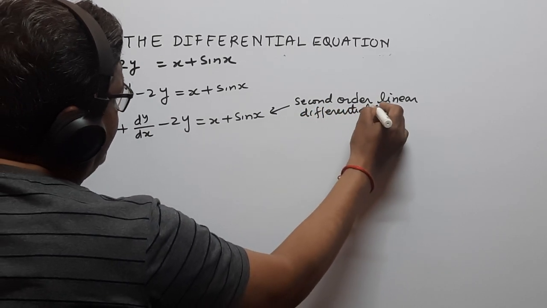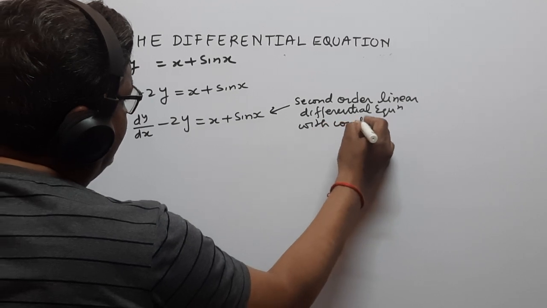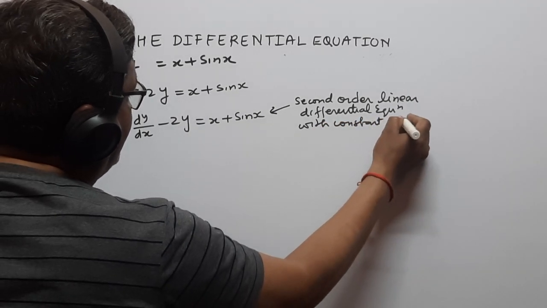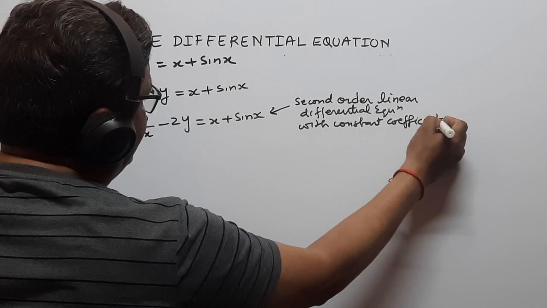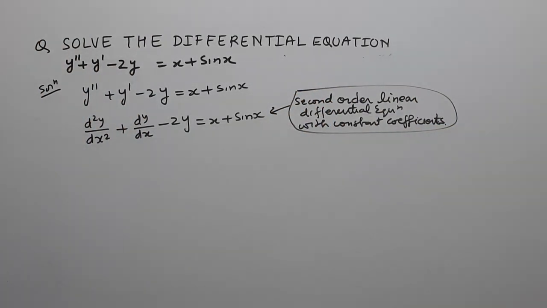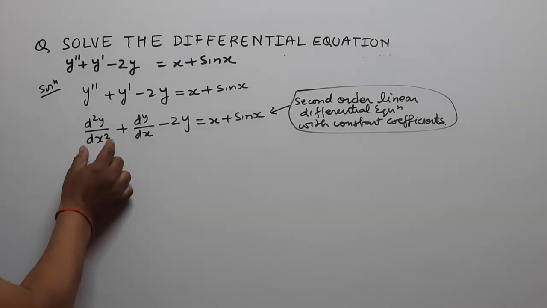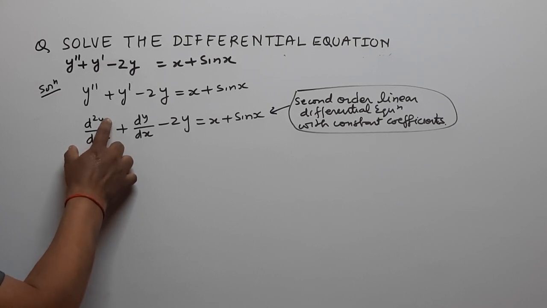Differential equation with constant coefficient. You know that this is the second order linear differential equation with constant coefficient, because only a second order differential coefficient of dependent variable y with respect to independent variable x is present.